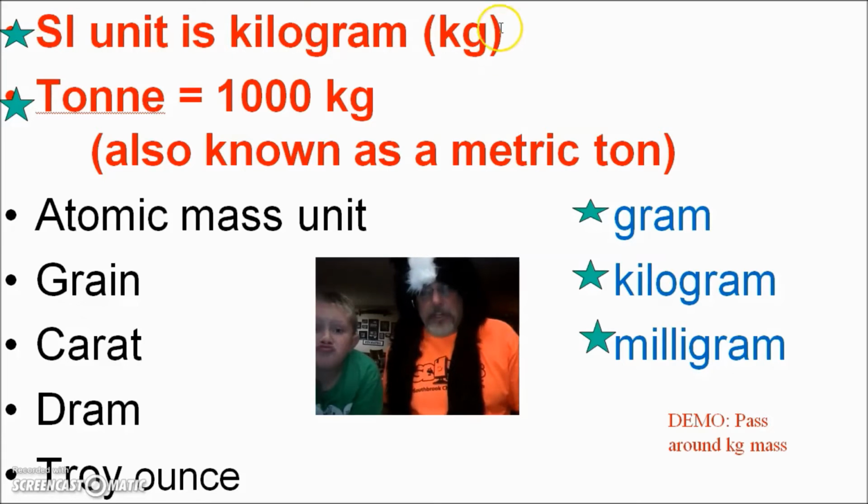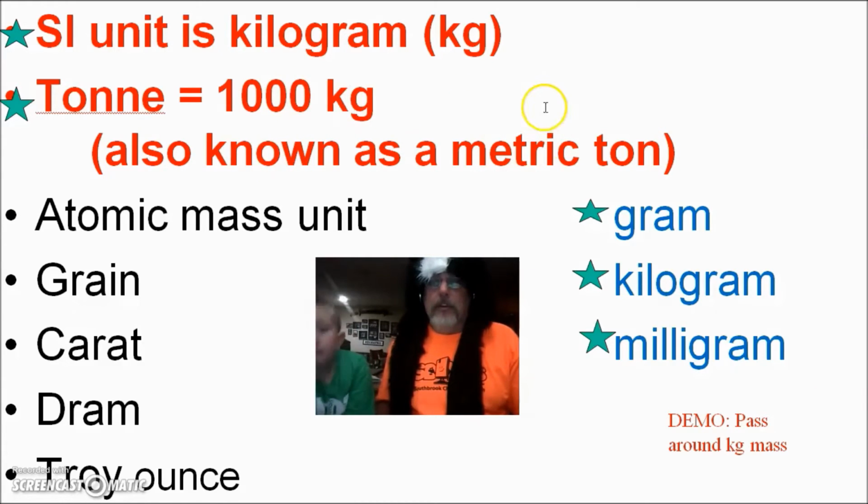So the SI unit of kilogram, that's abbreviated kg. That's something you should know. The tonne, notice it's spelled kind of weird, T-O-N-N-E. It's kind of like a British way to spell it. It is 1,000 kilograms. Often in the United States, we'll call that a metric ton. That's 1,000 kilograms. And then the other units that are much more commonly used would be the gram, kilogram, and milligram.